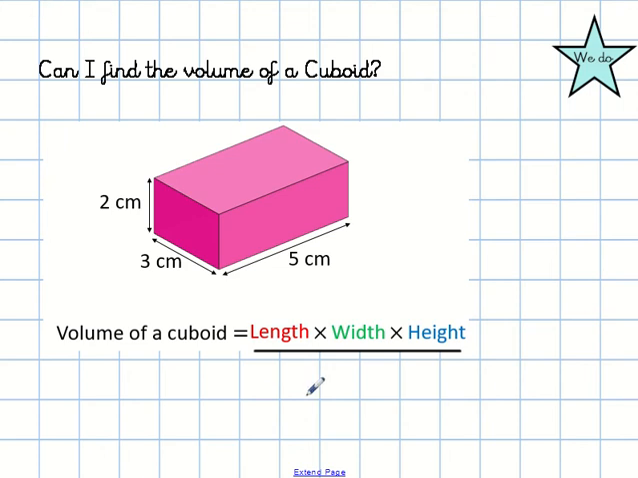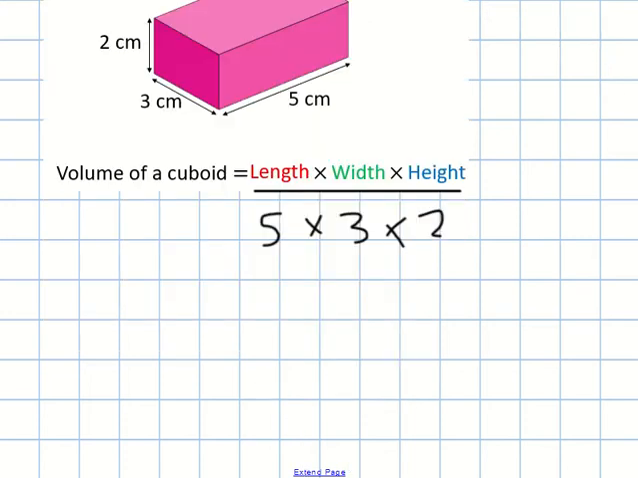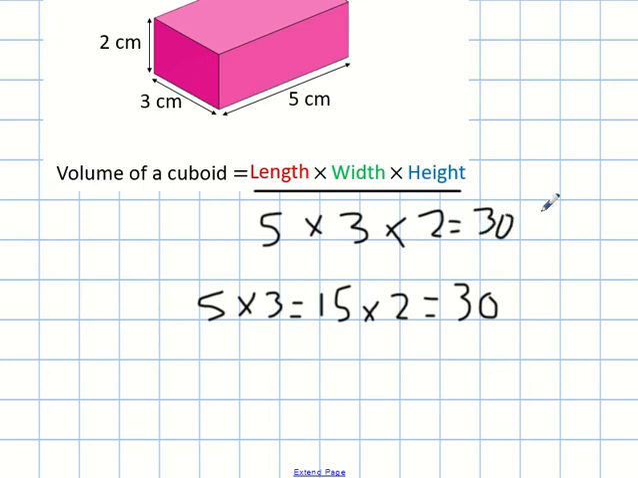So here my length is going to be 5, because that's where my shape goes across. It's how long it is. The width is how far across my shape it goes, and that's going to be 3. And then my height is 2. And we know that 5 times 3 is 15. And then I'm going to times my 15 by 2, which is the height. And 15 times 2 equals 30. So my answer equals 30 centimetre cubed.